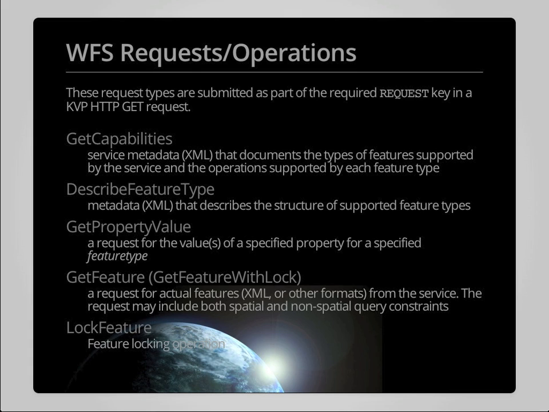Another request that can be submitted to a web feature service is a GetPropertyValue request, which allows you to request the values for a specified property as provided by the list of available properties if you perform a DescribeFeatureType request against the service, where you can obtain the property values for a specific feature type using the GetPropertyValue request.